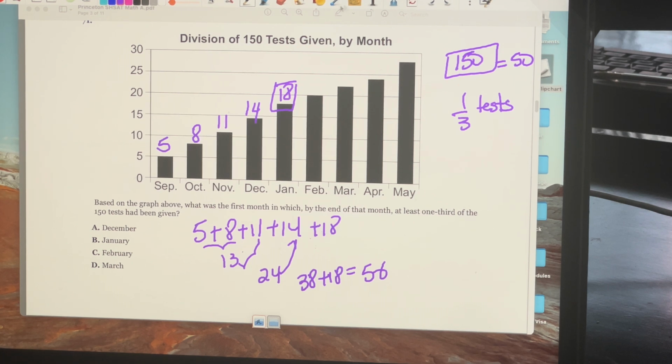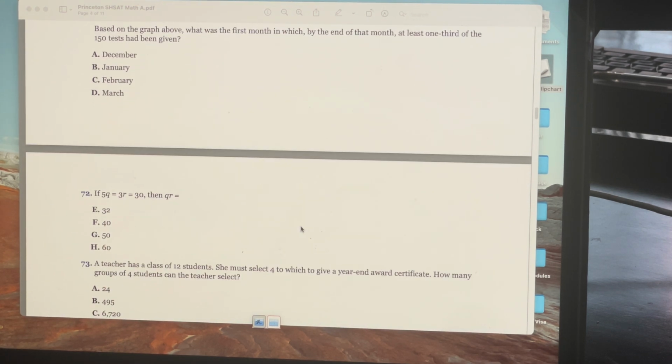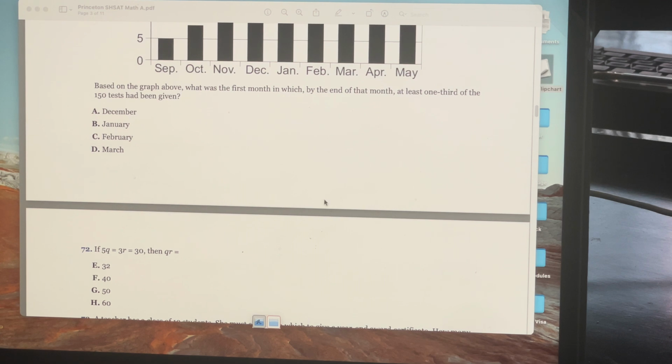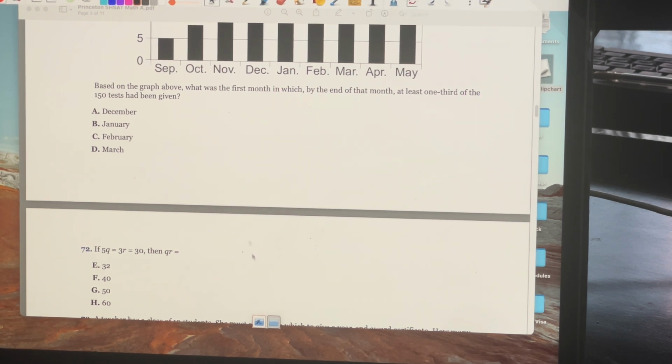Okay. That was that. 72. Yes, let me erase that. Okay, what do we want here?